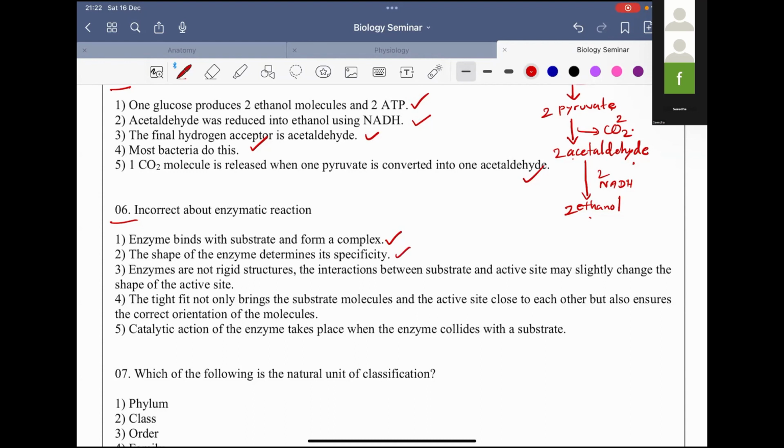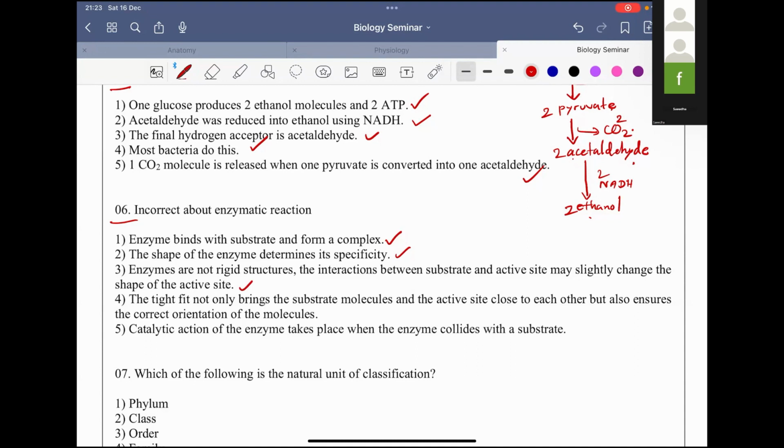Next, enzymes are not rigid structures. Yes, they are not rigid, right? The interaction between the substrate and active site may change slightly the shape of the active site. Not always is the enzyme complementary to its substrate. During those times, the enzymes are not rigid structures, so they can change the shape of the active site a little so that the substrate and active site become complementary to each other. This is what we call the induced fit mechanism. Okay, so that is correct.